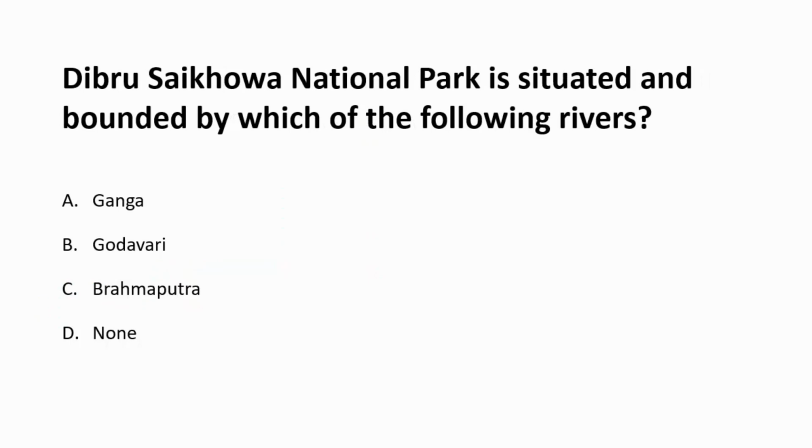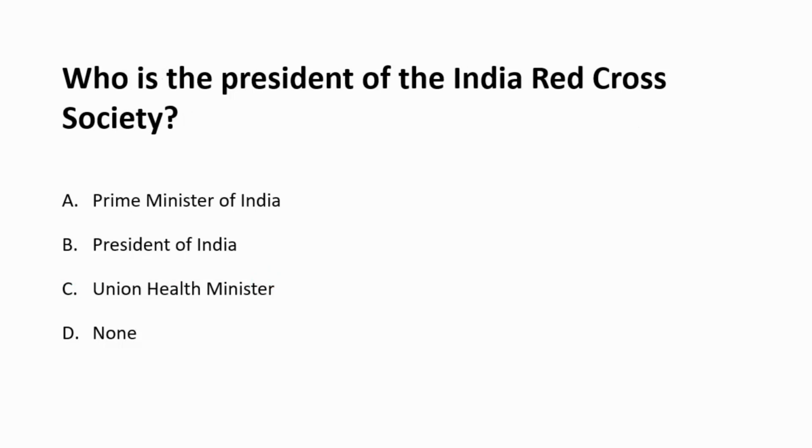The next one is: Dibru Saikhowa National Park is situated and bounded by which of the following rivers? Ganga, Godavari, Brahmaputra, none. So the correct answer is Brahmaputra. The Brahmaputra River, Lohit River, and the Dibru River are the three rivers which collectively bound this national park, right? The next question is: who is the president of the Indian Red Cross Society? So the correct answer is of course the President of India. We have discussed it. The President of India is also the President of the Indian Red Cross Society. Correct answer is option B.